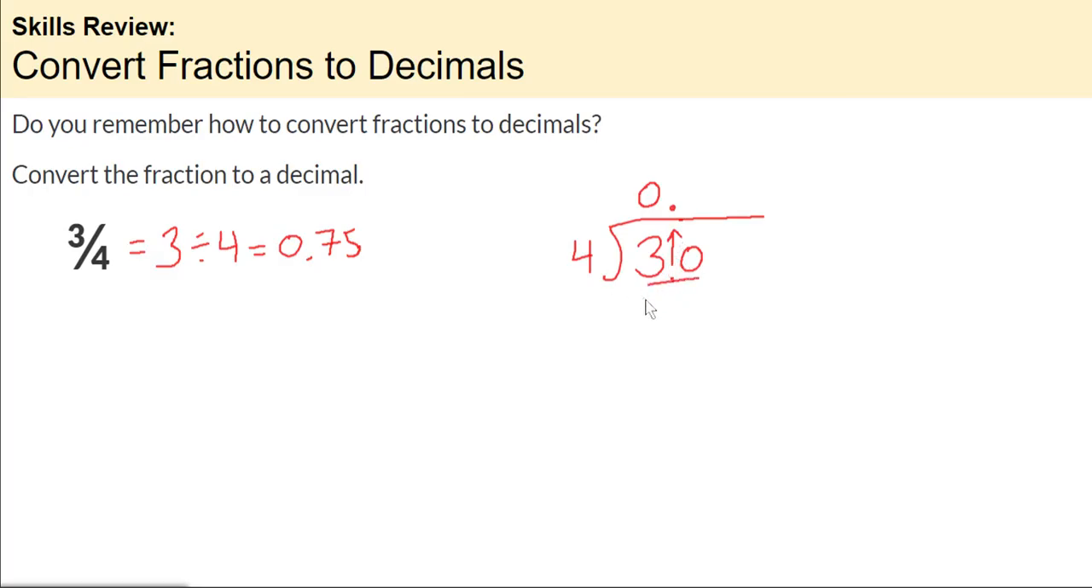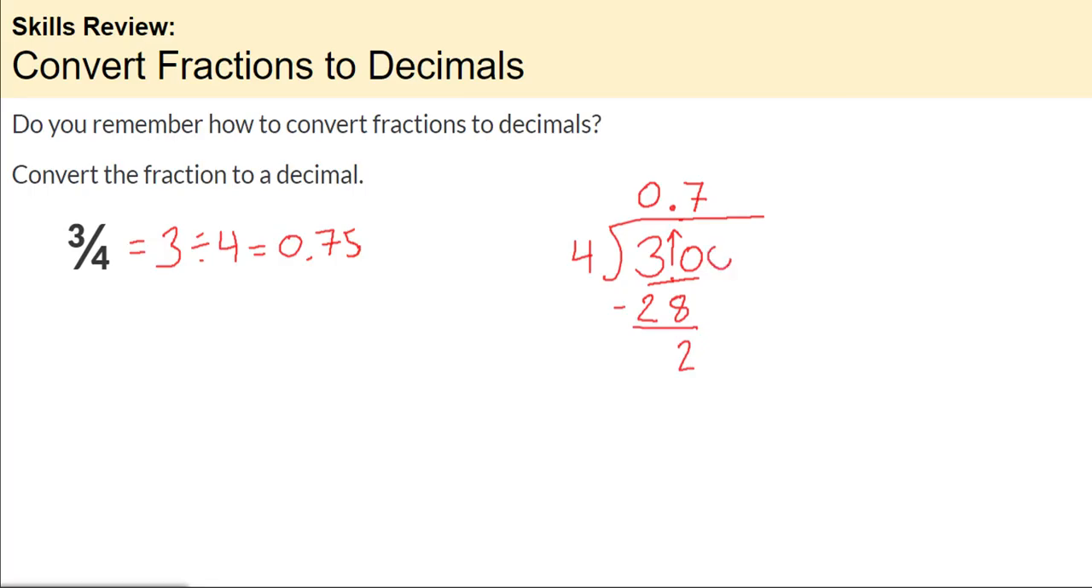Let's count by 4: 4, 8, 12, 16, 20, 24, 28. I can take out 28, which is 7 sets of 4. So we're going to write 7 at the top. 30 minus 28, I have 2 left over. How many times can 4 go into 2? It cannot.